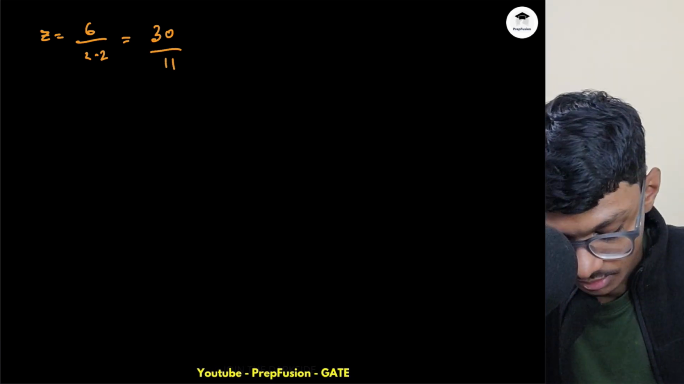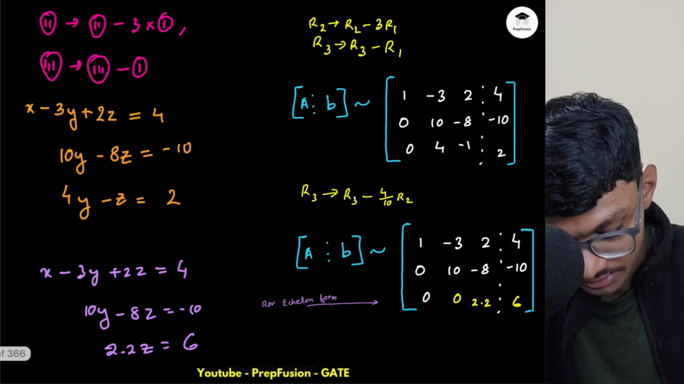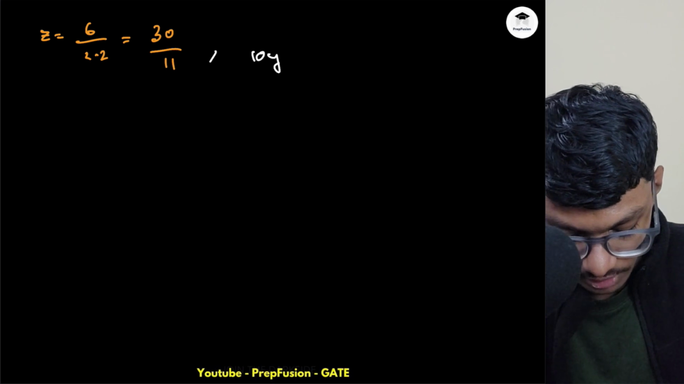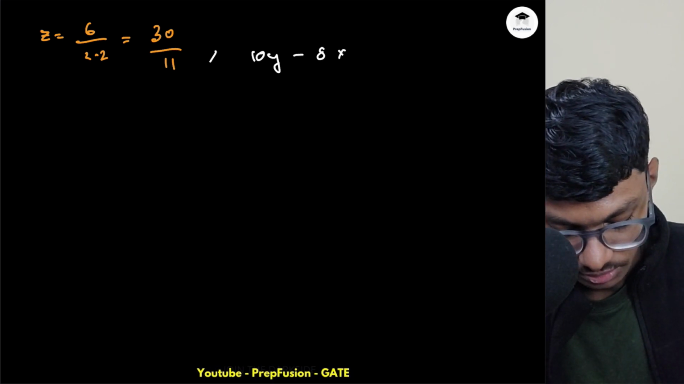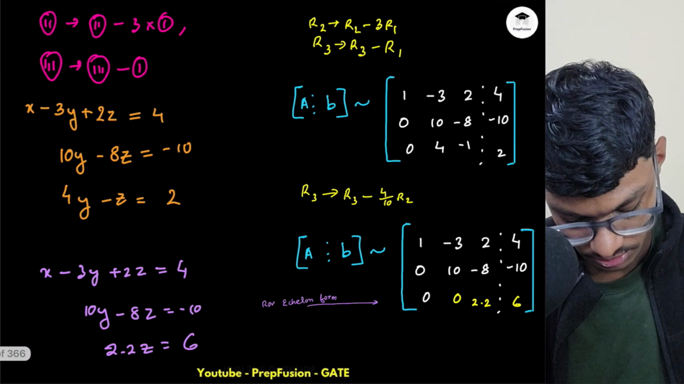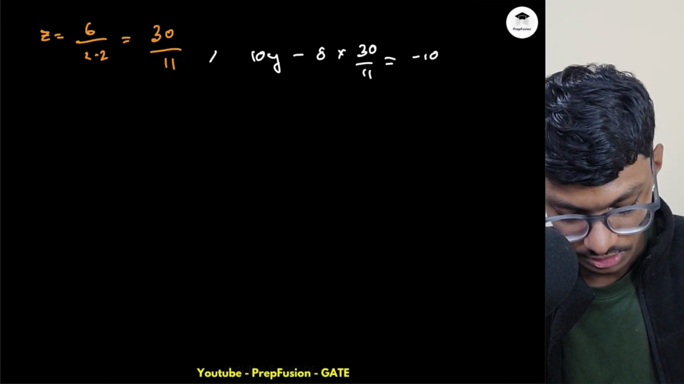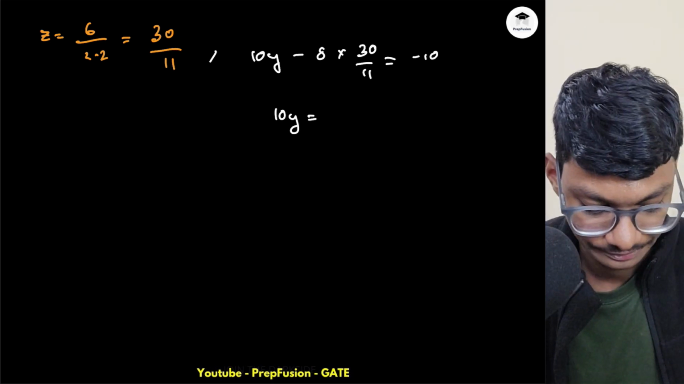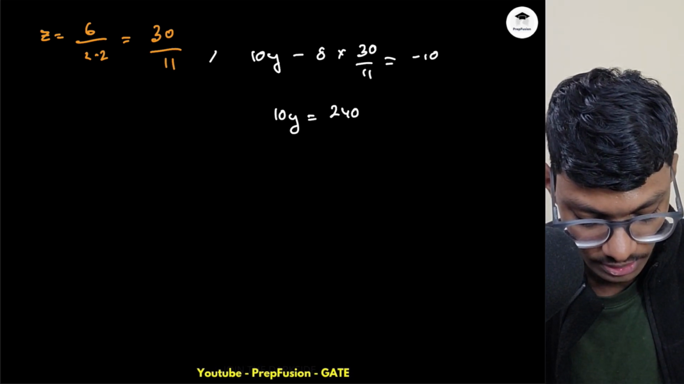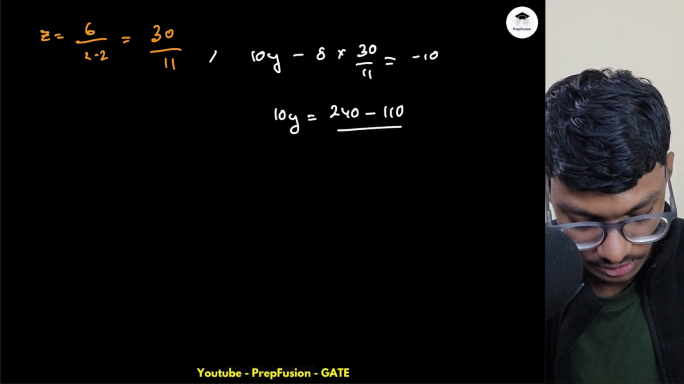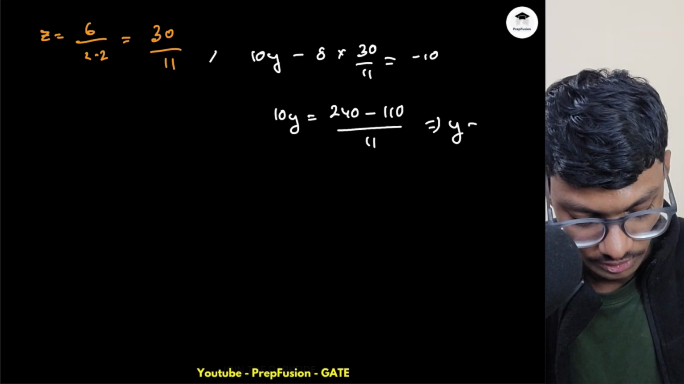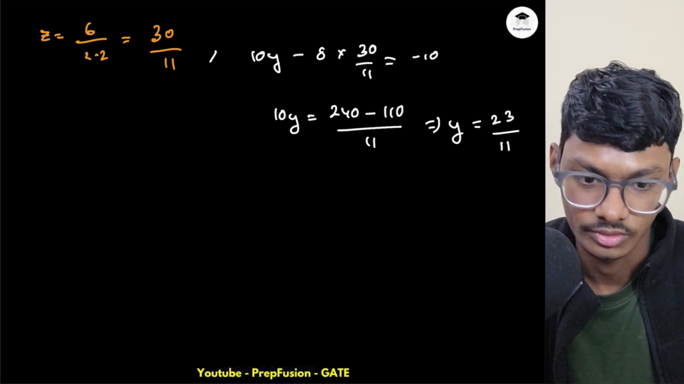Now next is y. So I will put this value of z in up here and I will get the value of y. So basically 10y minus 8 into 30/11 equals to minus 10. Okay, so 10y equals to this 240 minus 110 divided by 11. So y equals to 23/11. So y is equals to 23/11.